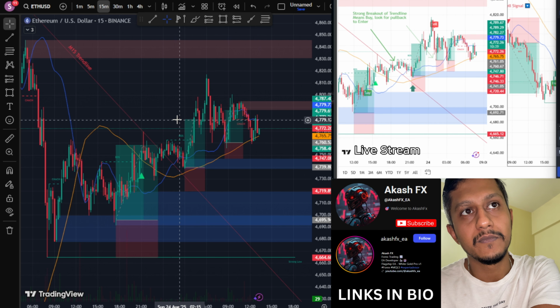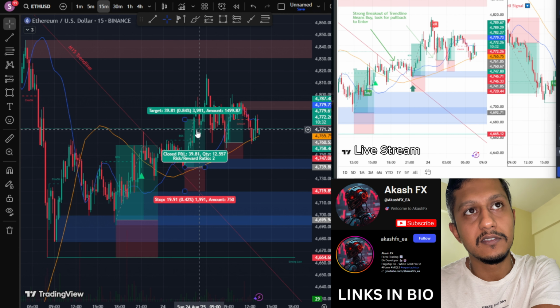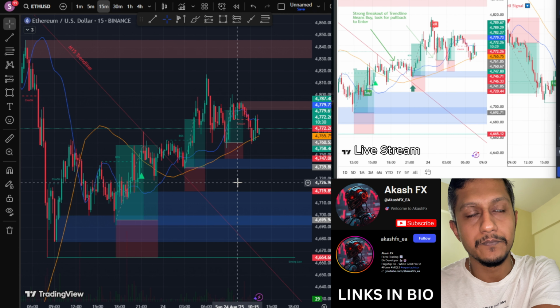Price came back here, then it started pushing upwards, and in this one candle we got our win. It was a straight cut win. There was no hesitation here.